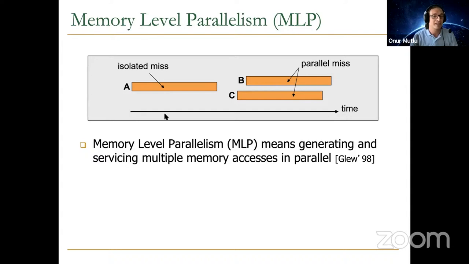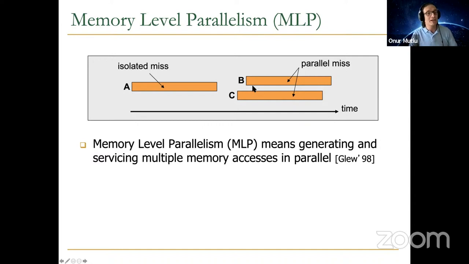And one of the things that I will introduce here, that we mentioned but never named, is basically servicing multiple misses in parallel, starting them consecutively such that their latencies are overlapped. It's called the notion of memory level parallelism. It basically means generating and servicing multiple memory accesses in parallel. So this is an isolated miss. It costs a lot basically from the perspective of the processor. B and C are not isolated misses, they're parallel misses, meaning they overlap their latency.